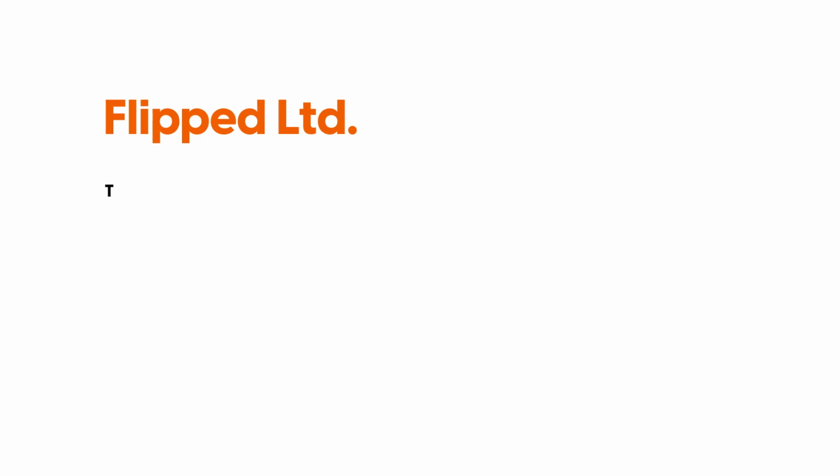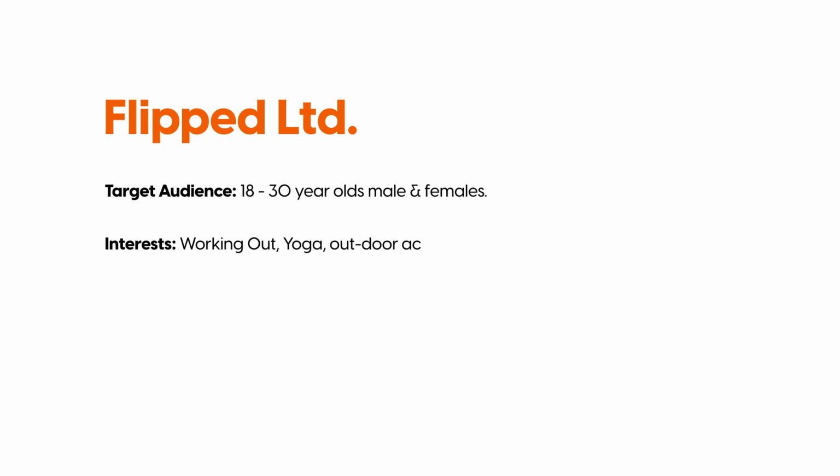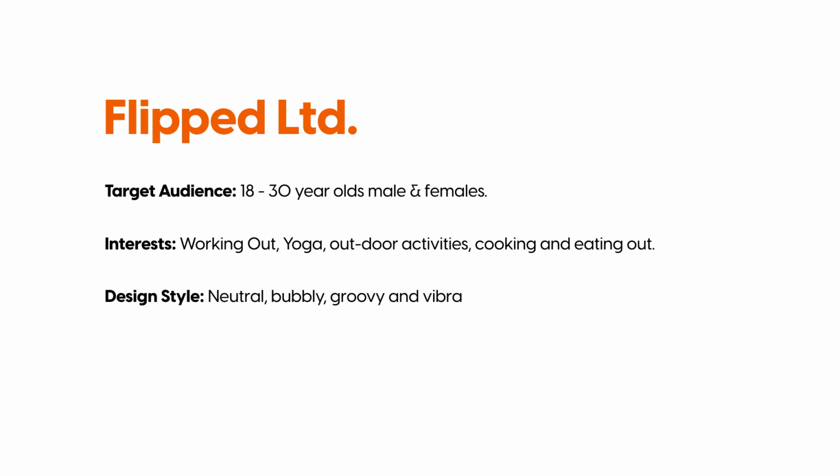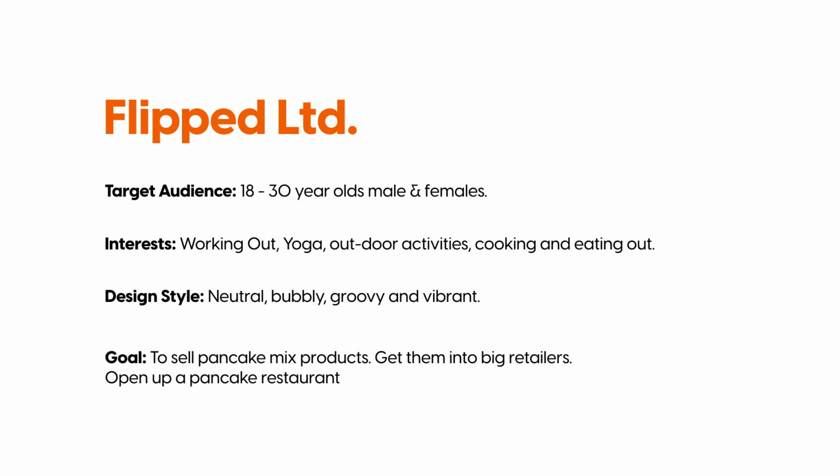Brand strategy. Let's have an overview at who they're trying to target and their goals. So target audience is 18 to 30-year-old male and females. Their interests include working out, yoga, outdoor activities, cooking, and eating out. The design is going to be both neutral to men and women, bubbly, groovy, and vibrant. The goal of this brand is to sell pancake mix products, get them into big retailers, open up a pancake restaurant that uses the mixes and creates an entertaining in-person service.